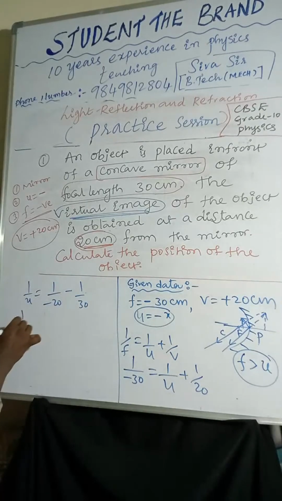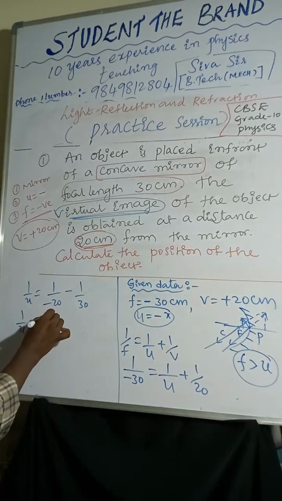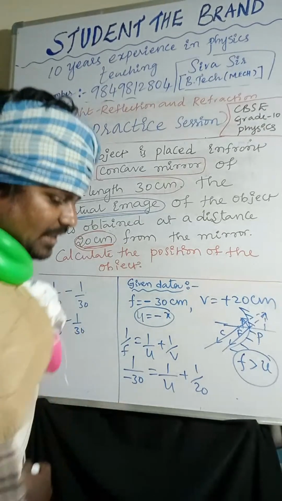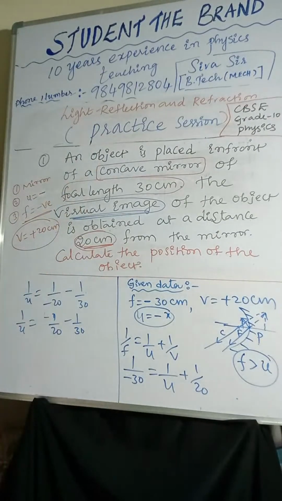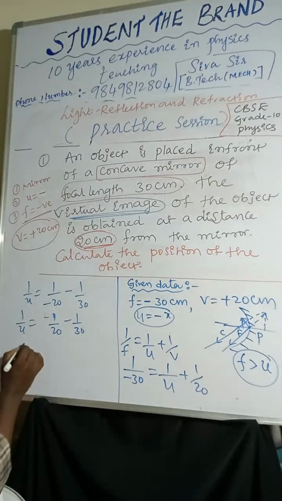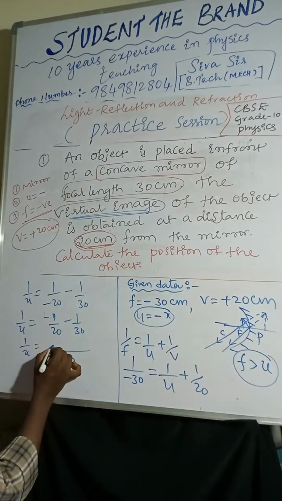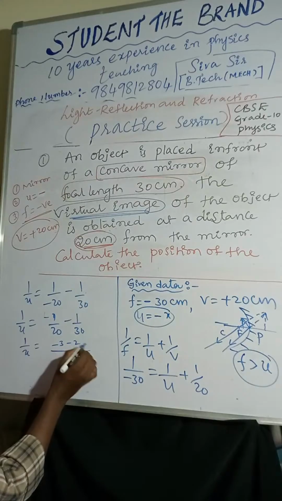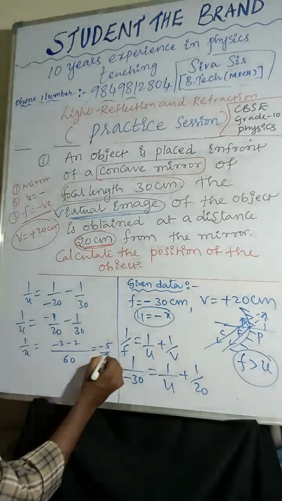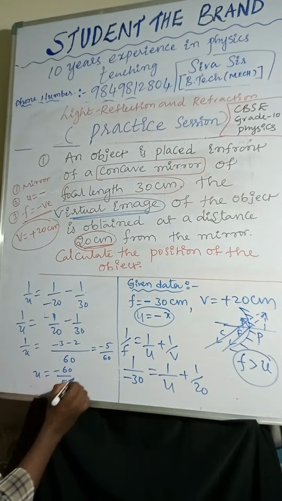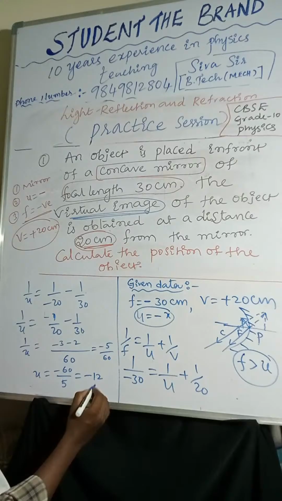Okay, let it be 1 by minus. So minus 1 by 20 minus 1 by 30. So how much is the LCM? Try to solve the LCM. How much is the LCM? LCM is 60. So 1 by U equal to minus 3 minus 2 over 60, then you will get minus 5 by 60. Then U equal to minus 60 by 5. How much? Minus 12 centimeter.